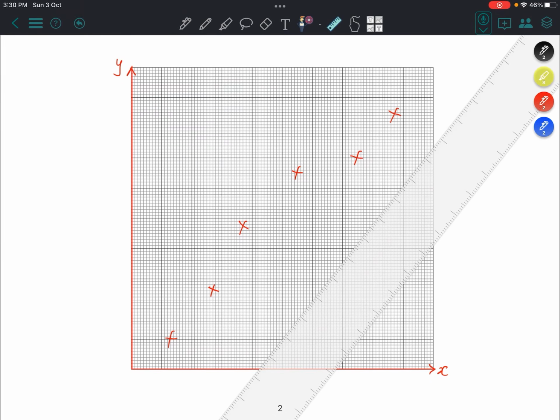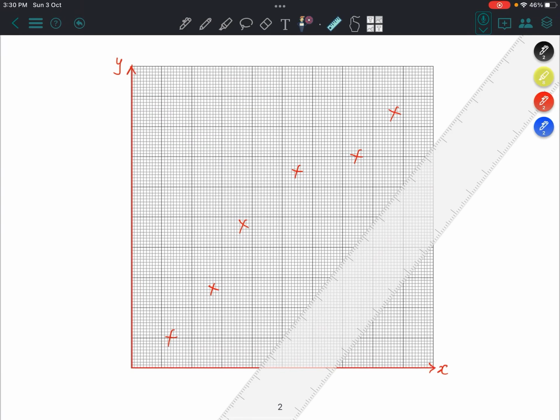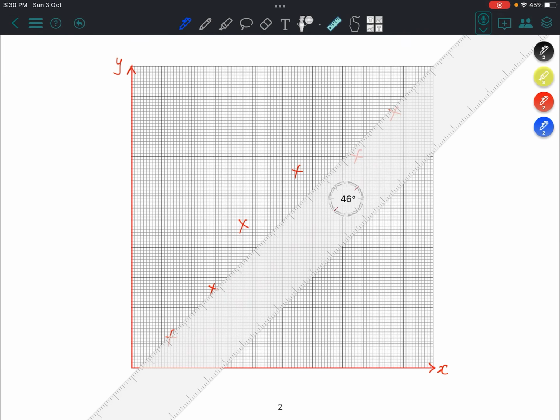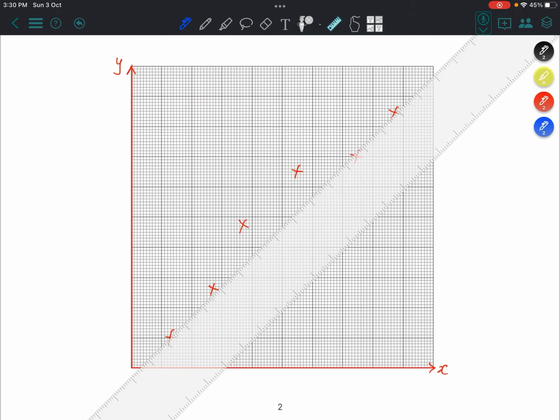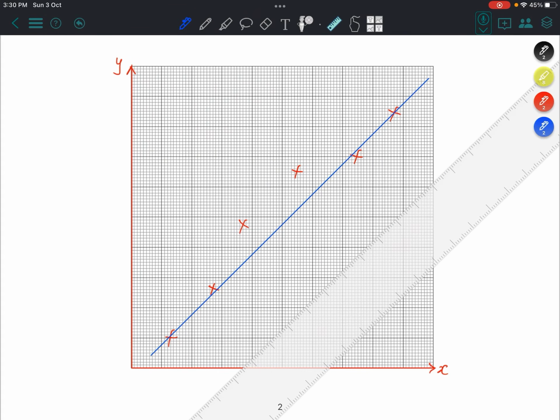The common mistake by students is actually to place the ruler just based on these 4, which seem to be very straight, so they draw it this way. And this is wrong because you're totally ignoring, very obviously ignoring, these 2 points, which are much higher than your best fit line. So you're ignoring these 2, so that's not being fair.